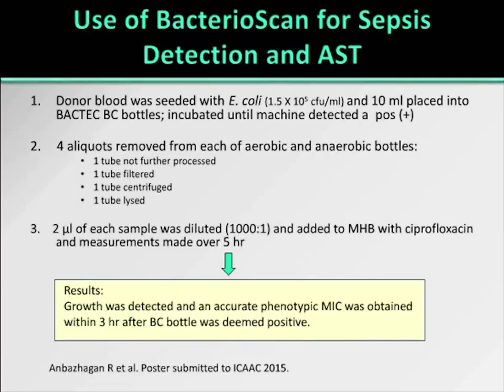And the results, growth was detected, and an accurate phenotypic MIC was obtained within 3 hours after the BacTech bottle was deemed positive. Compare that again to 24 to 48 hours when we use our conventional systems.